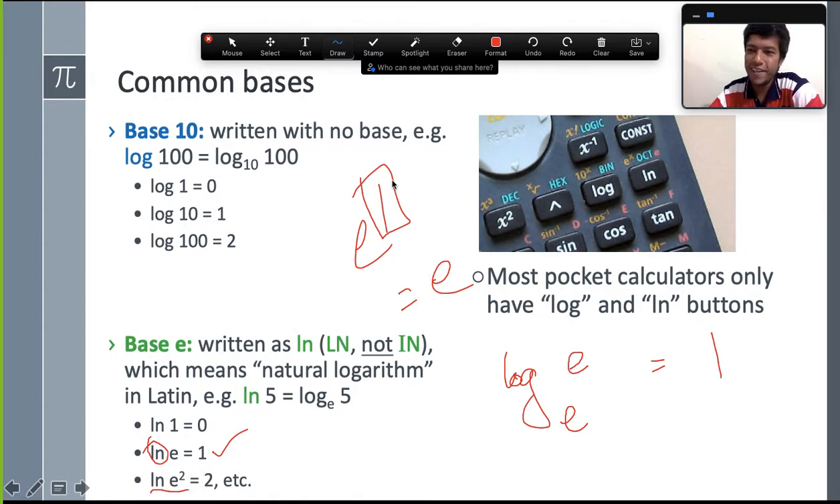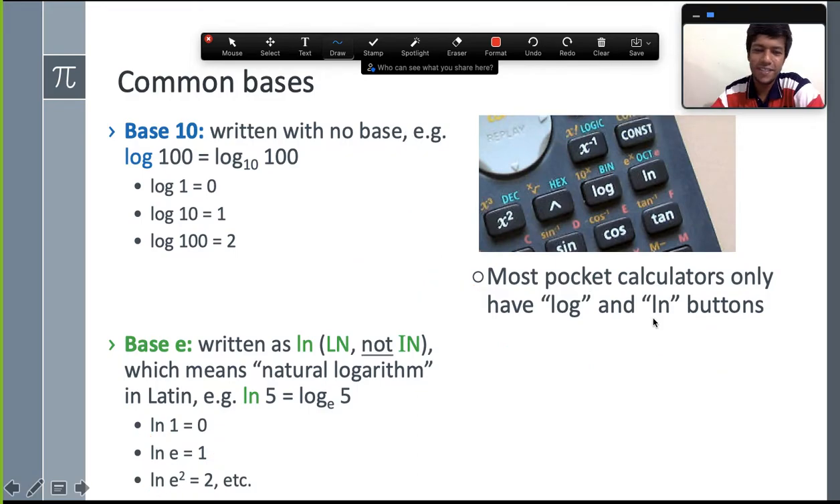Oh, this one is more funny. Let's have a look. This one is more funny.